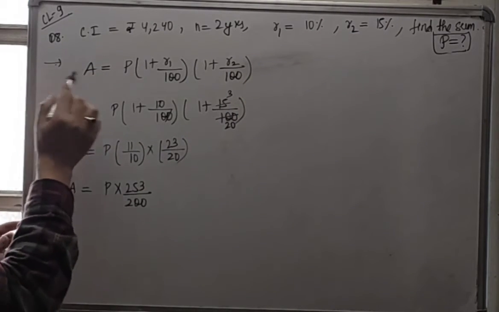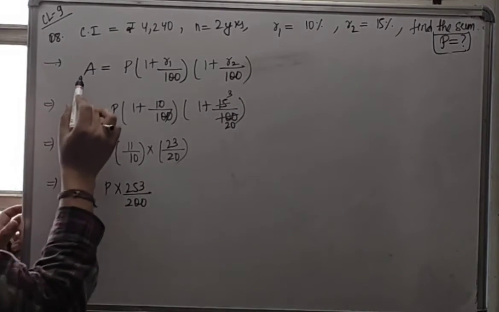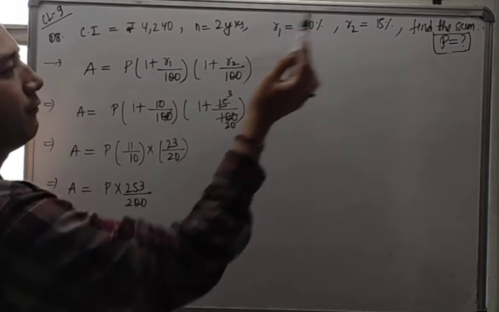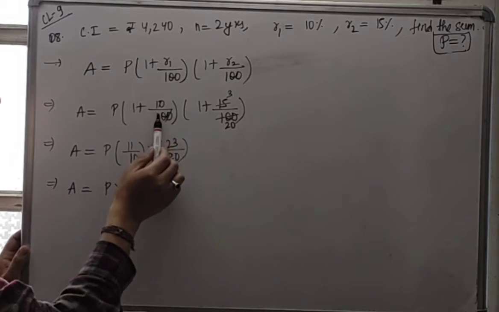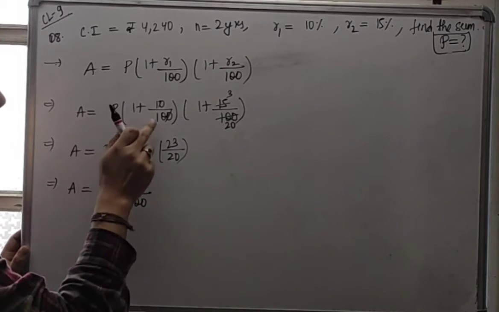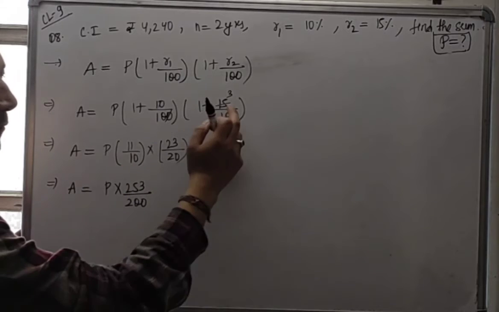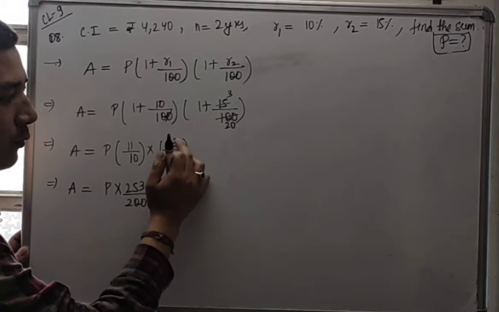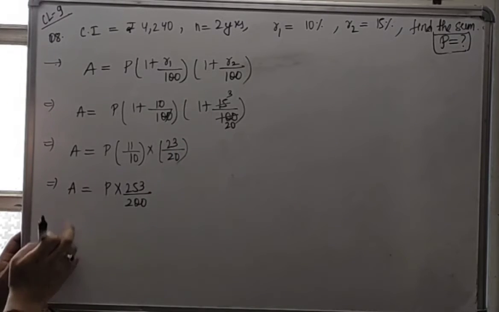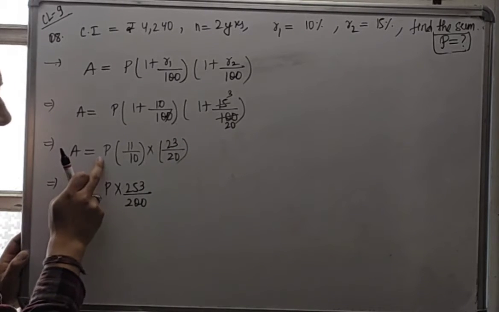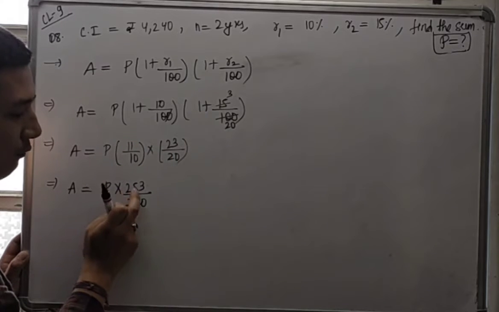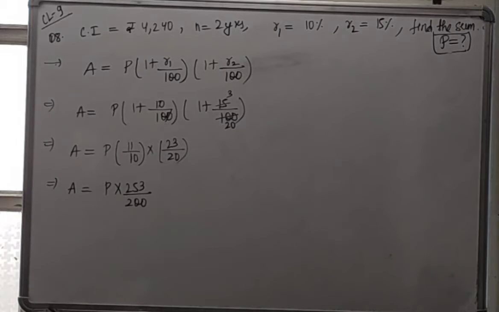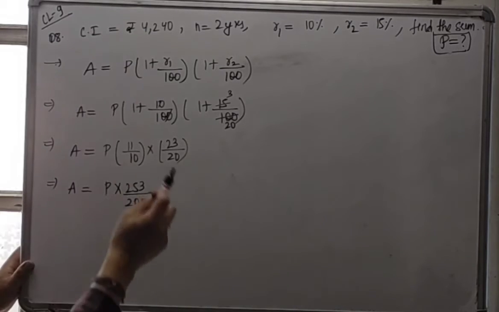So accordingly, use the formula for amount. When you use the formula for amount, R1 is 10%, R2 is 15%. So you put the values, the zeros cancel out. So P into 11 by 10, 5 threes are 15, 5 20s are 100. So 20 plus 3 is 23 by 20, which means amount is equal to P, 11 into 23 is 253, divided by 10 into 20 is 200. So this is the amount, but we know the compound interest, isn't it?